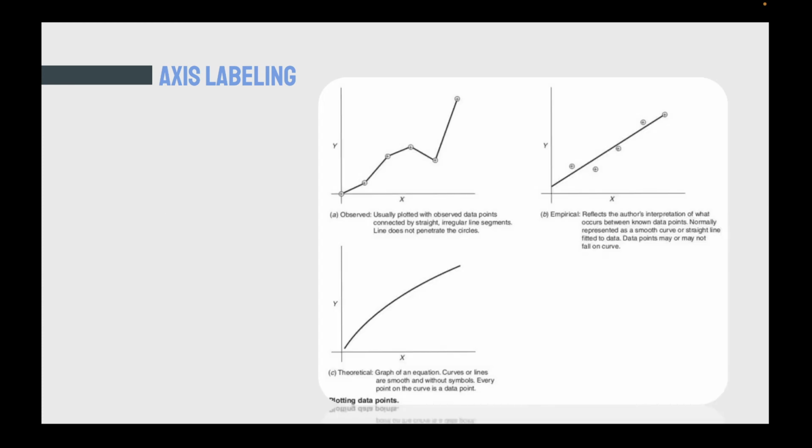Now, plotting data points. You are plotting points that are observed. Those are usually plotted with observed data points connected by straight, irregular line segments. The line does not penetrate the circle, so the circle will be an overlay above the line. You could have empirical, which reflects the author's interpretation of what occurs between the known data points, which is a trend in this case. And you could have theoretical, which is a graph that has a certain curve. You don't show data points as dots, but you show the general curve of a function, let's say.